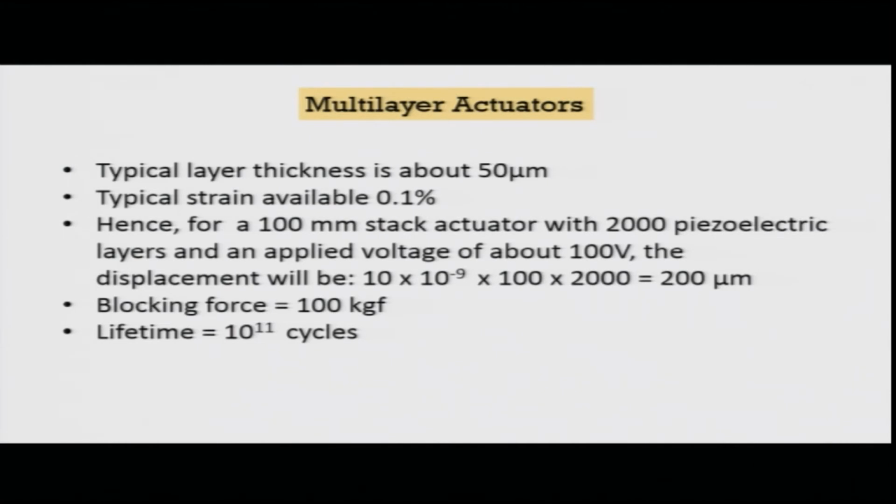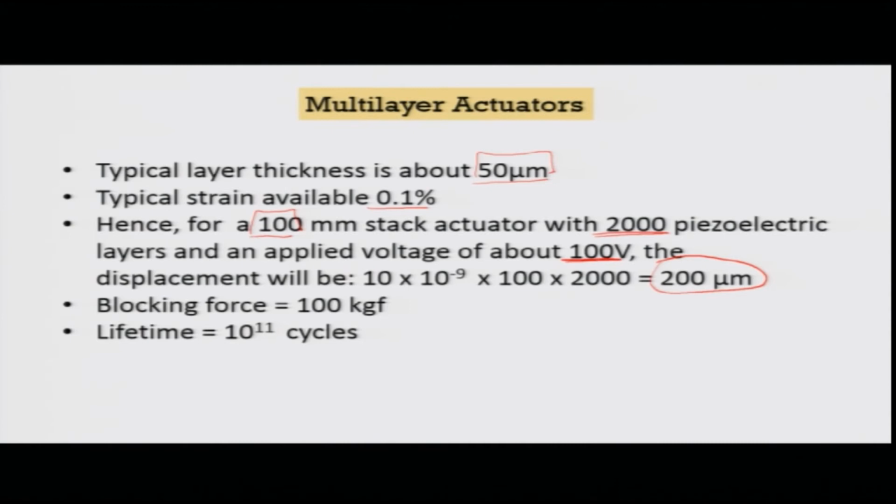Now, if we consider this kind of a multi-layer actuator, how does it really stand? So, typically you consider a layer thickness which is about 50 micron meter, let us say strain available is about 0.1%. So, for a 100 millimeter stack actuator, if you have 2000 such piezoelectric layers, because each one is of 50 micron meter and your total thickness is 100 millimeter, it will come out to be about 2000 layers, and you apply only 100 volt, no more a kilovolt, you are going to get a displacement of about 200 micron meter.